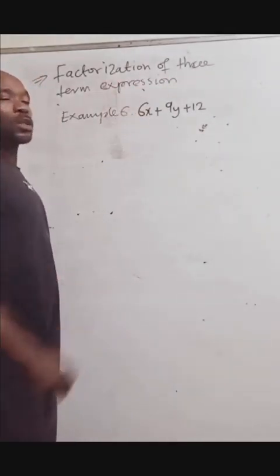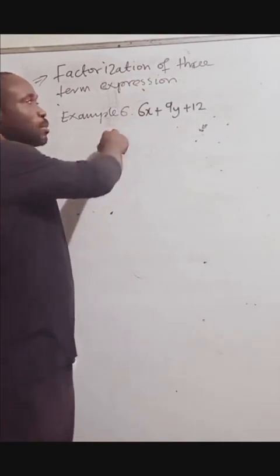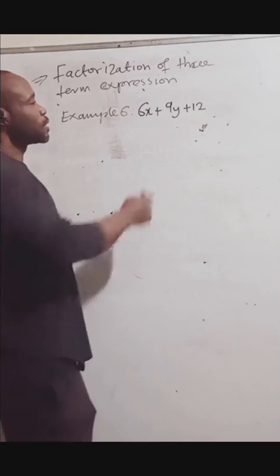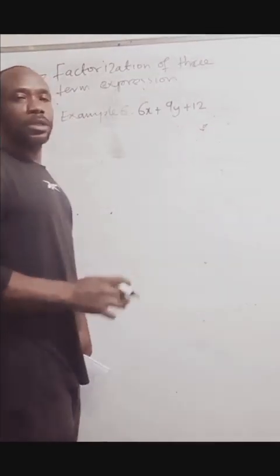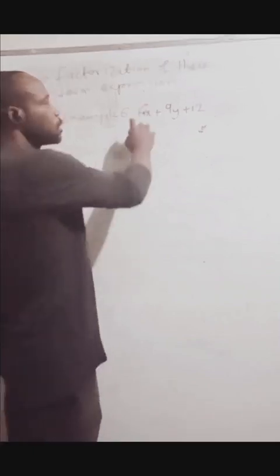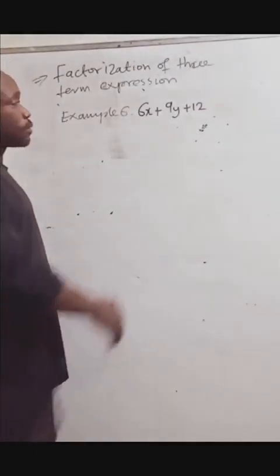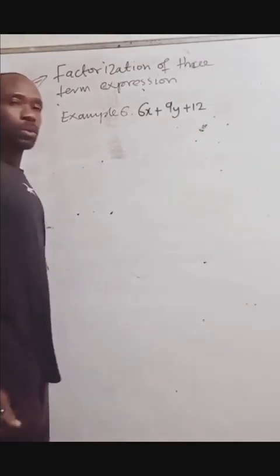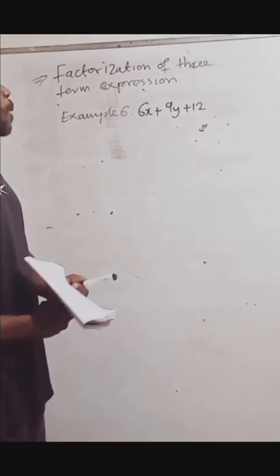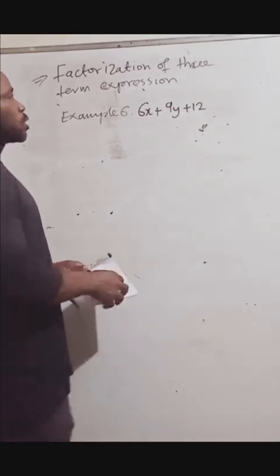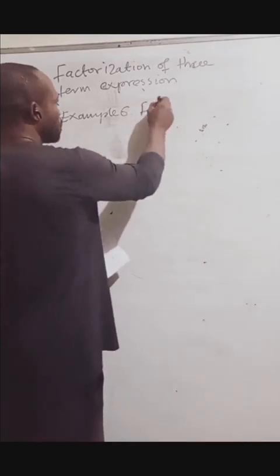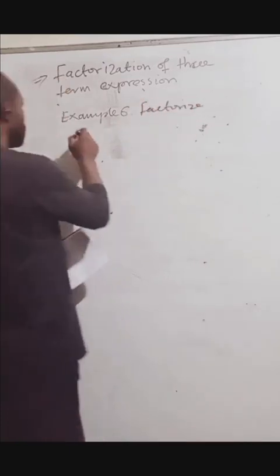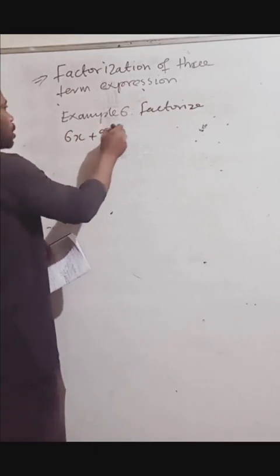Factorization of a three-term expression. Look at this example, example 6. This is a different algebraic expression. This is a three-term algebraic expression, and this type of algebraic expression is referred to as a trinomial because it contains three terms. All right, so we have 6x plus 9y plus 12. So now the question says that we should factorize 6x plus 9y plus 12.